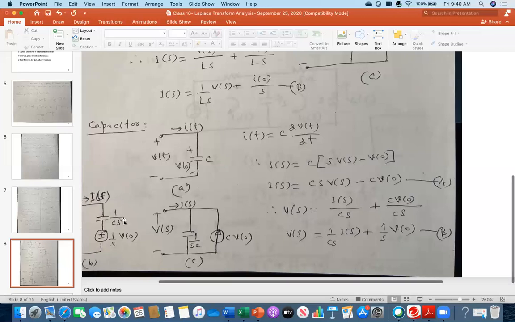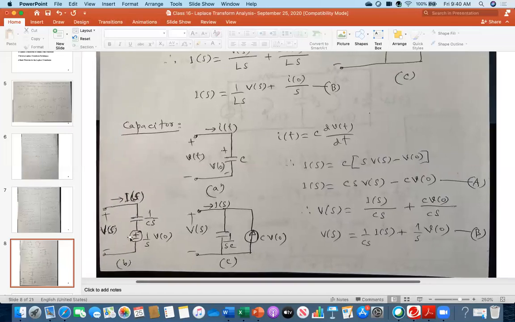I am representing that through this circuit. I have a voltage Vs, and one voltage which is 1 over sC, with current flowing Is, so 1 over sC multiplied by Is. This is the first component. And this is the other voltage, 1 over s times V naught.